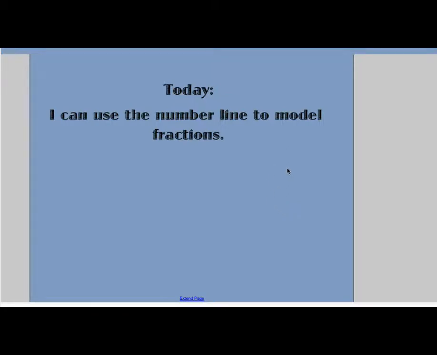Howdy doody everybody, it's Mrs. MacPhail. Today your objective is to be able to use the number line to model fractions. So I can use the number line to model fractions.